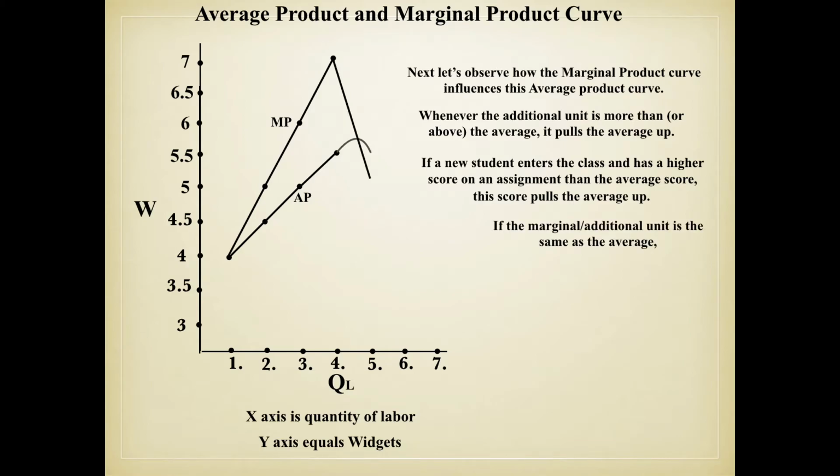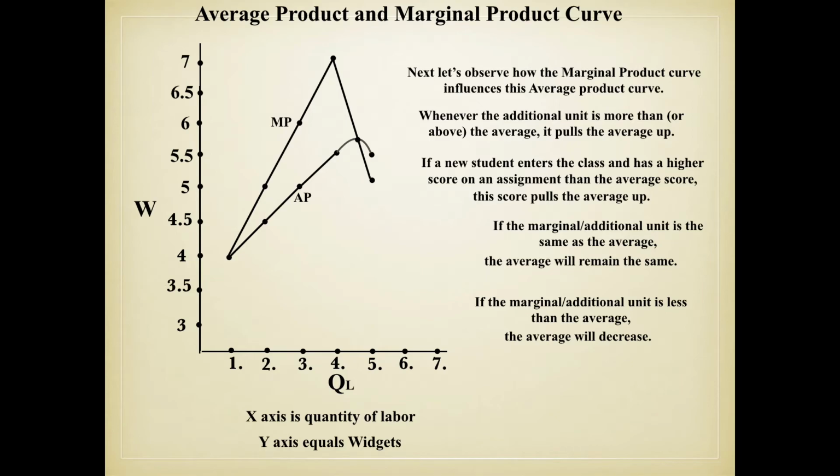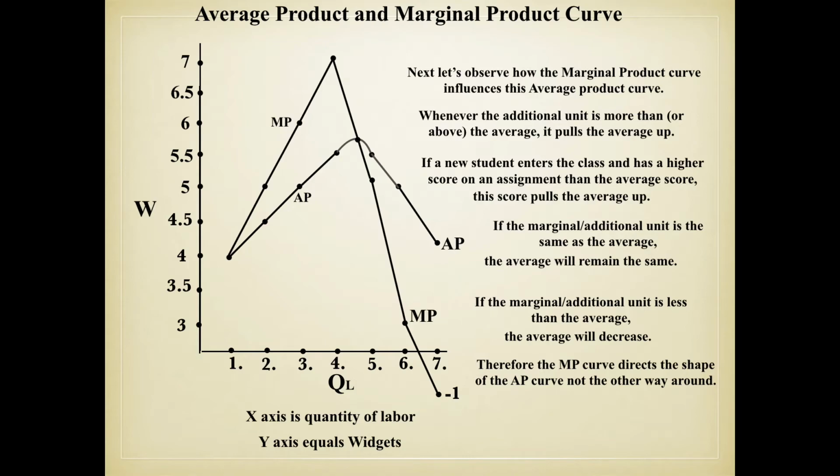If the marginal or additional unit is the same as the average, the average will remain the same. If the marginal or additional unit is less than the average, the average will decrease. Therefore, the marginal product curve directs the shape of the average product curve, not the other way around. And the marginal product curve will always intersect the average product curve at its highest point, which you can see it doing here.